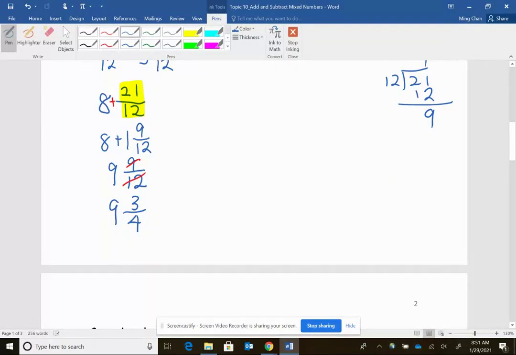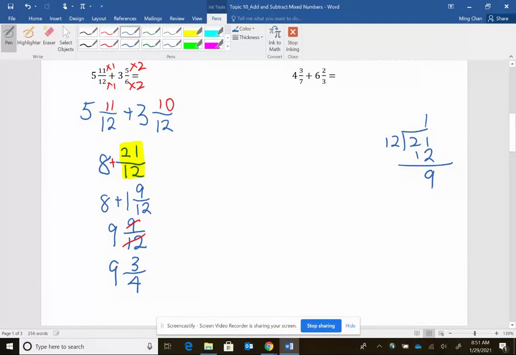So whenever, after we add the numerators, that portion of the mixed number is an improper fraction, we have to convert it again before we can add on to the 8 that I had earlier.